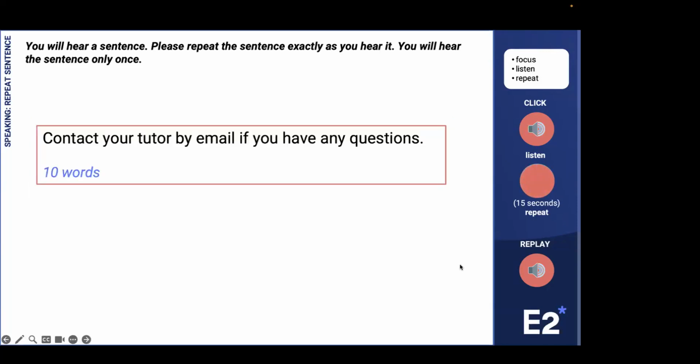Contact your tutor by email if you have any questions.